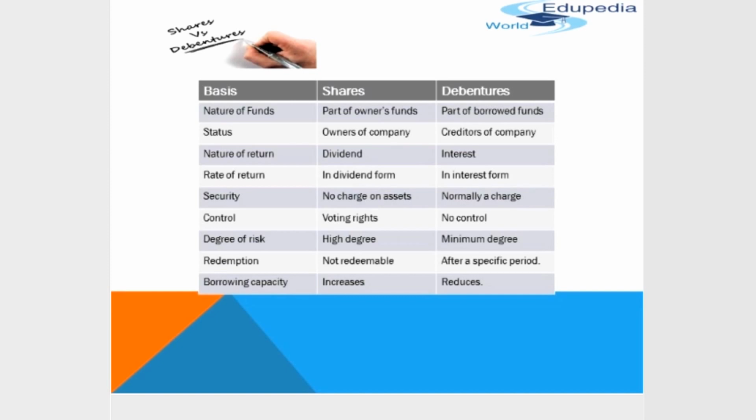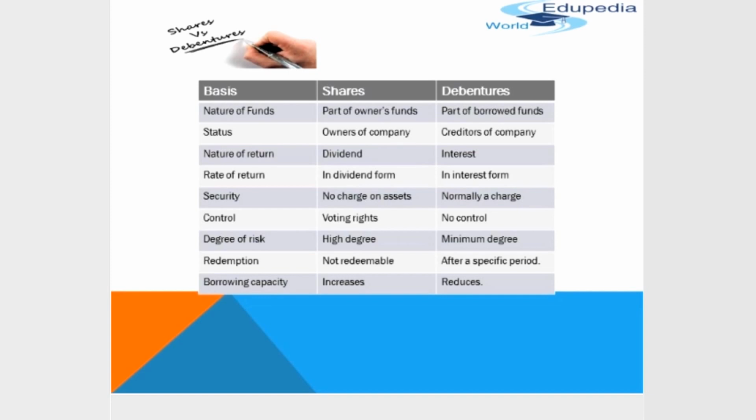Next point is redemption. Shares are not redeemable during the existence of a company, whereas debentures are generally redeemed after a specified period. Next point is borrowing capacity. What is the effect on borrowing capacity? In case of shares, issue of equity shares increases the borrowing capacity of a company, whereas in case of debentures, it reduces the borrowing capacity of a company.